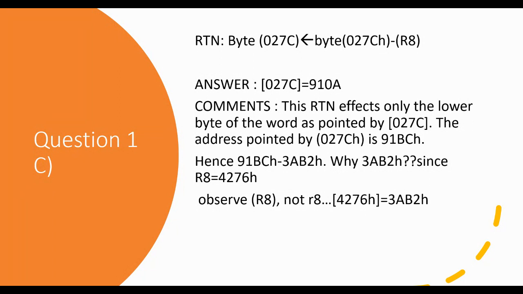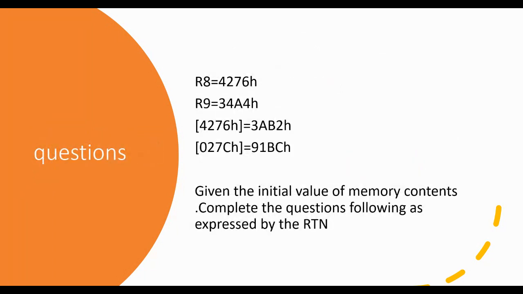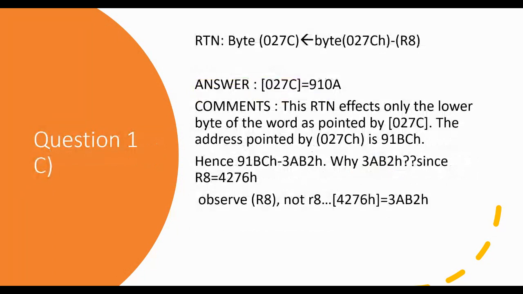Okay, another trick here, if you observe this, R8 is equal to 4277. Why is this value not extracted? Because it's actually not a direct reference. It's basically a pointer-based reference. So 4276, what's in the content of 4276 is 3AB2. So this is the reason why I actually bring up these questions. Okay, so that's why this is pointed.